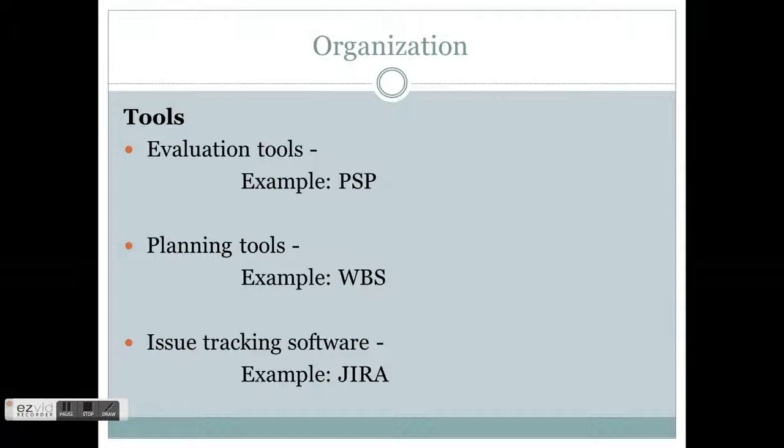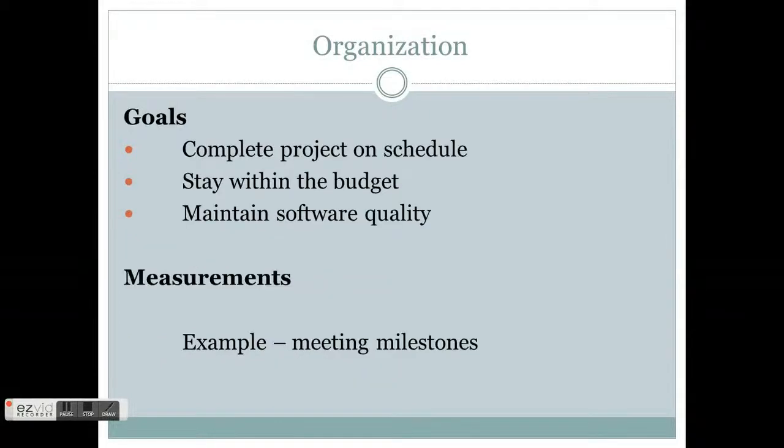And then in order to track some of the issues with the project, such as defects or bugs, issue tracking software such as Jira is a really valuable tool, because you can find out the status of a bug, you can find out if it's been fixed or if it's still being worked on. So that is also a very useful tool for project organization.